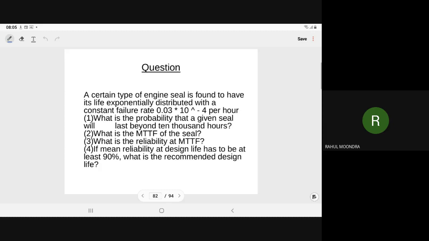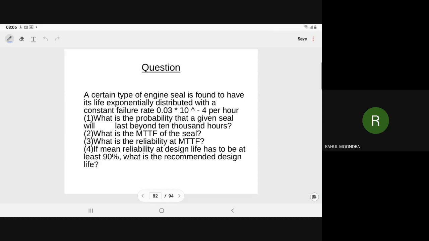And this is a very good question. I will tell you: a certain type of engine seal is found to have a life exponentially distributed with constant failure rate 0.03 into 10 to power minus 4. So here they have given the lifetime distribution as exponential with lambda equal to 0.03 into 10 to power minus 4.